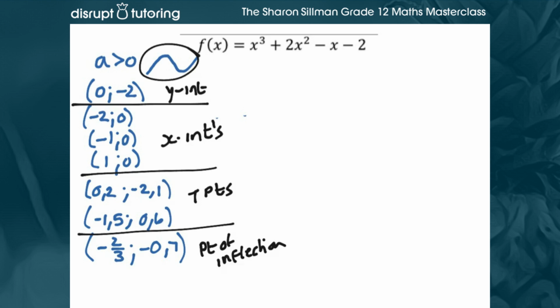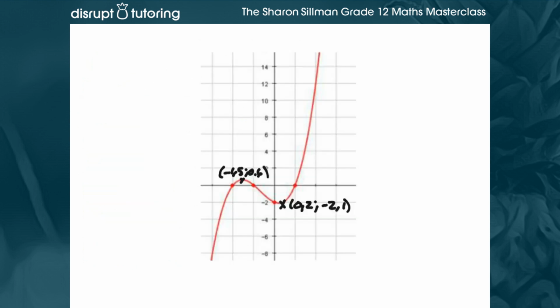And our point of inflection, (-2/3; -0,7). So negative 2/3, negative 0,7 would be around about there. So that's our point of inflection, and remember what happens there. This is so far concave down, and at the point of inflection it becomes concave up.